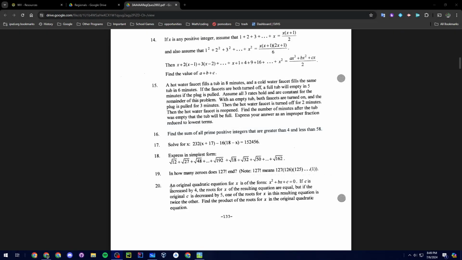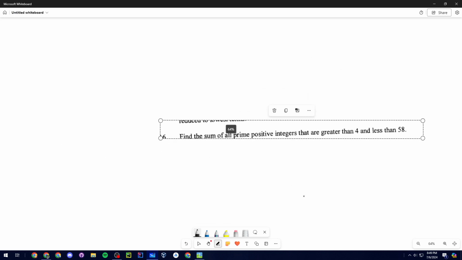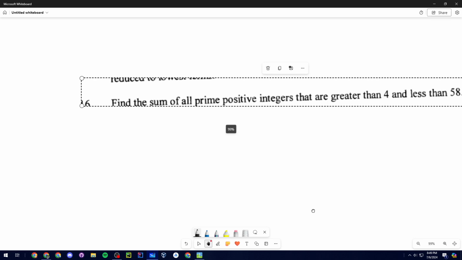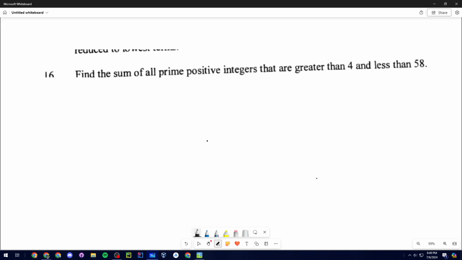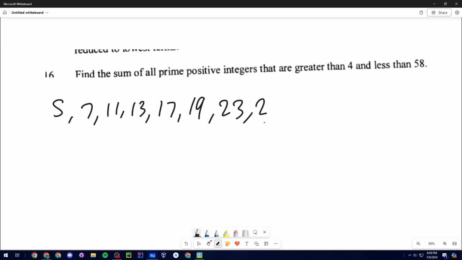Find the sum of all prime positive integers that are greater than 4 and less than 58. Is the only best way to do this by hand? I'll just write them out. Greater than 4, so 5, 7, 11, 13, 17, 19, 23, 29. Is there anyone in between? 27 is not. Then 31, 32, 33 is not.